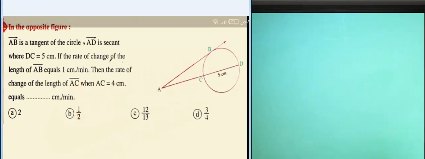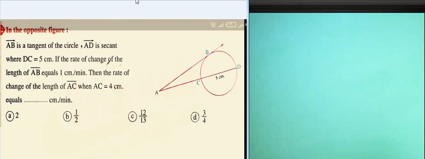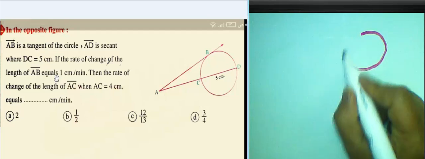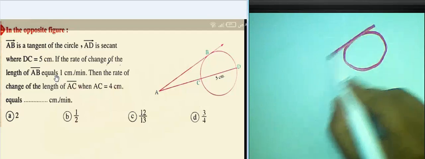Question 12. In the opposite figure, AB is a tangent of a circle and ED is a secant, where DC equal 5 cm, if the rate of change of the length AB equal 1 cm. Okay, look at it with me and I will complete reading. But first, I will use this information in the drawing.